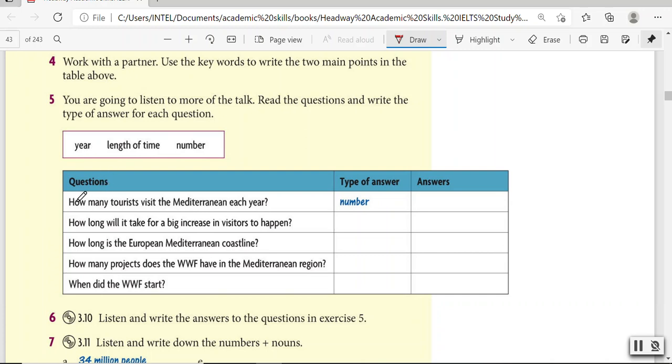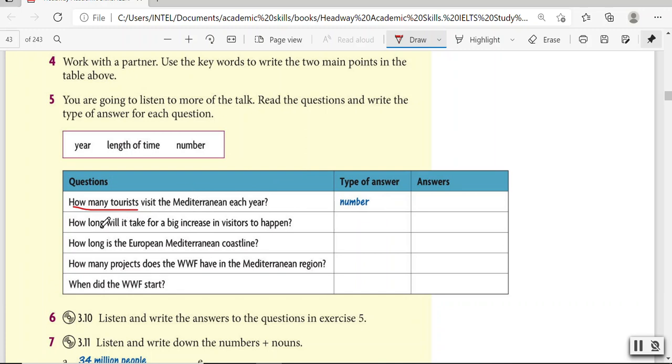Okay, for example, number 1, how many tourists visit the Mediterranean each year? How many tourists? How many tourists?